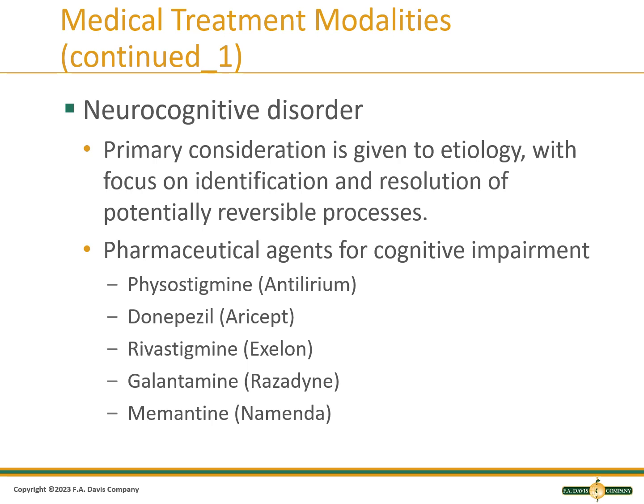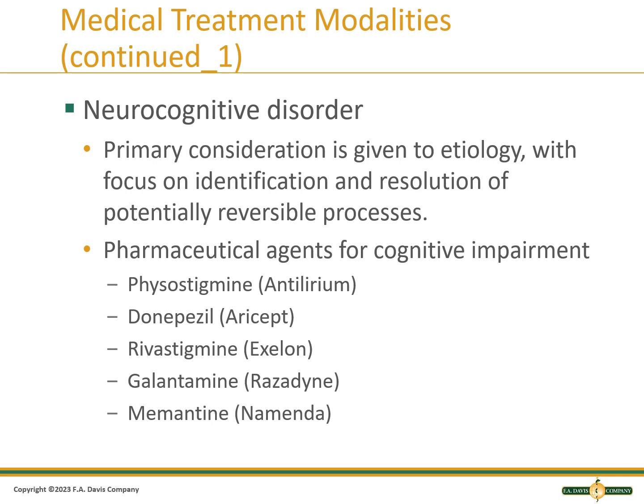For neurocognitive disorder, medications can be used. There are some medications that have been shown to enhance the functioning in mild to moderate Alzheimer's disease. They do not cure anything, but they may slow the progression for a time. They're not going to cure anything. It's important for the family to understand that.